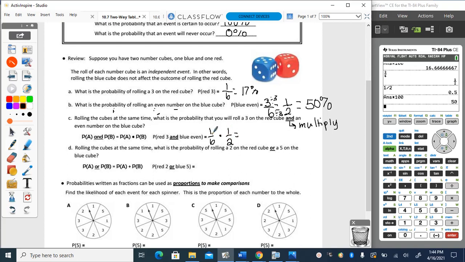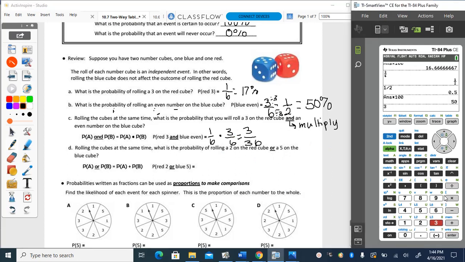Just kidding, don't do that. We want to use the fraction we got at the beginning. So what's the beginning fraction? 3 over 6. So 3 over 6. What's 1 times 3? 3. And then what's 6 times 6? 36. And then we want to simplify that fraction, or get that fraction as a percentage.